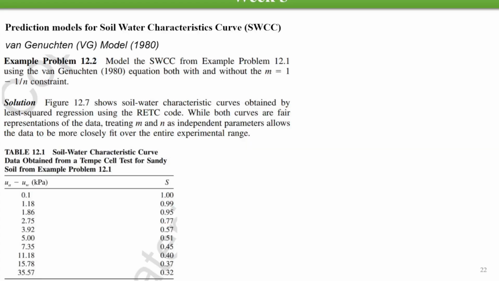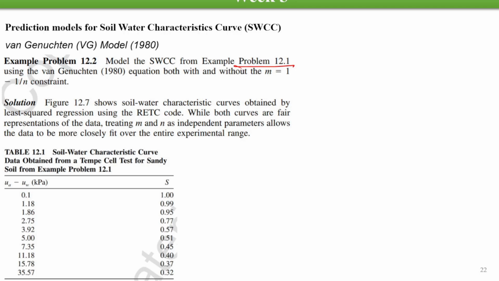In the Cole model, we will do a similar exercise for the Van Genuchten model. The example given, problem 12.1, which we solved previously, we need to solve using the Van Genuchten model.